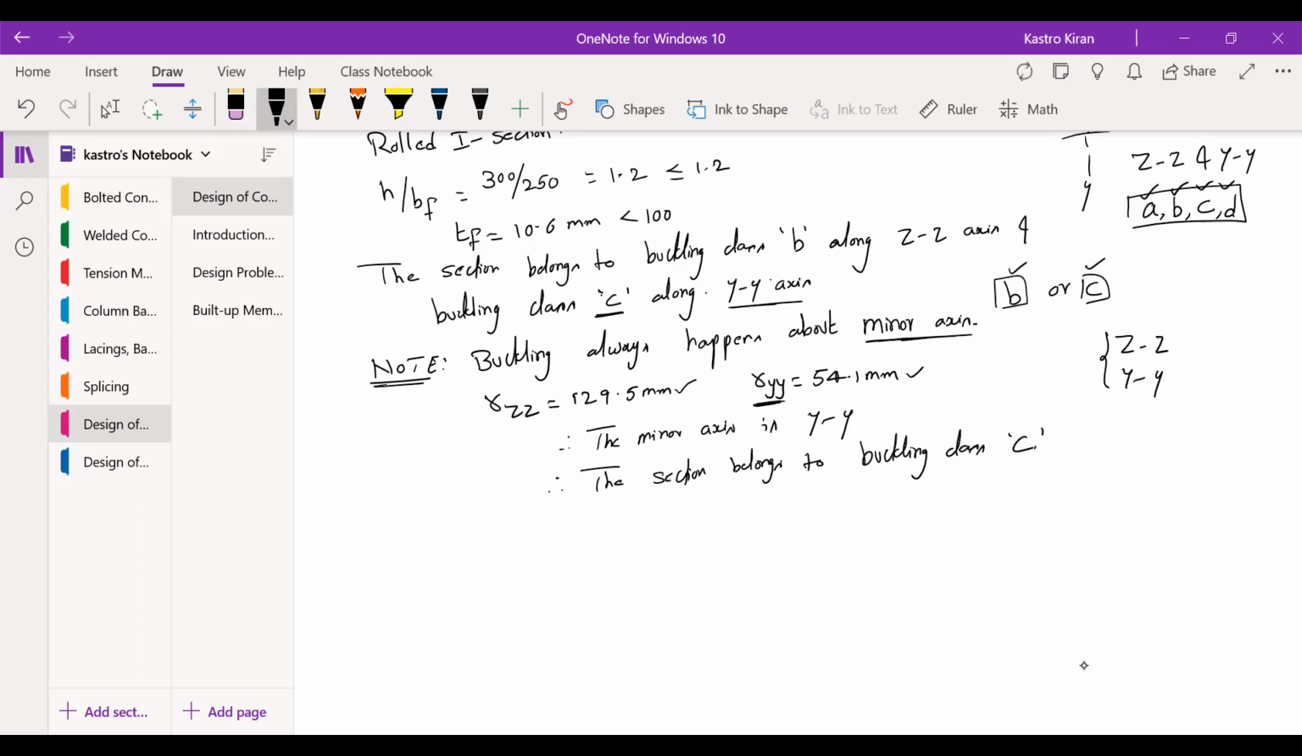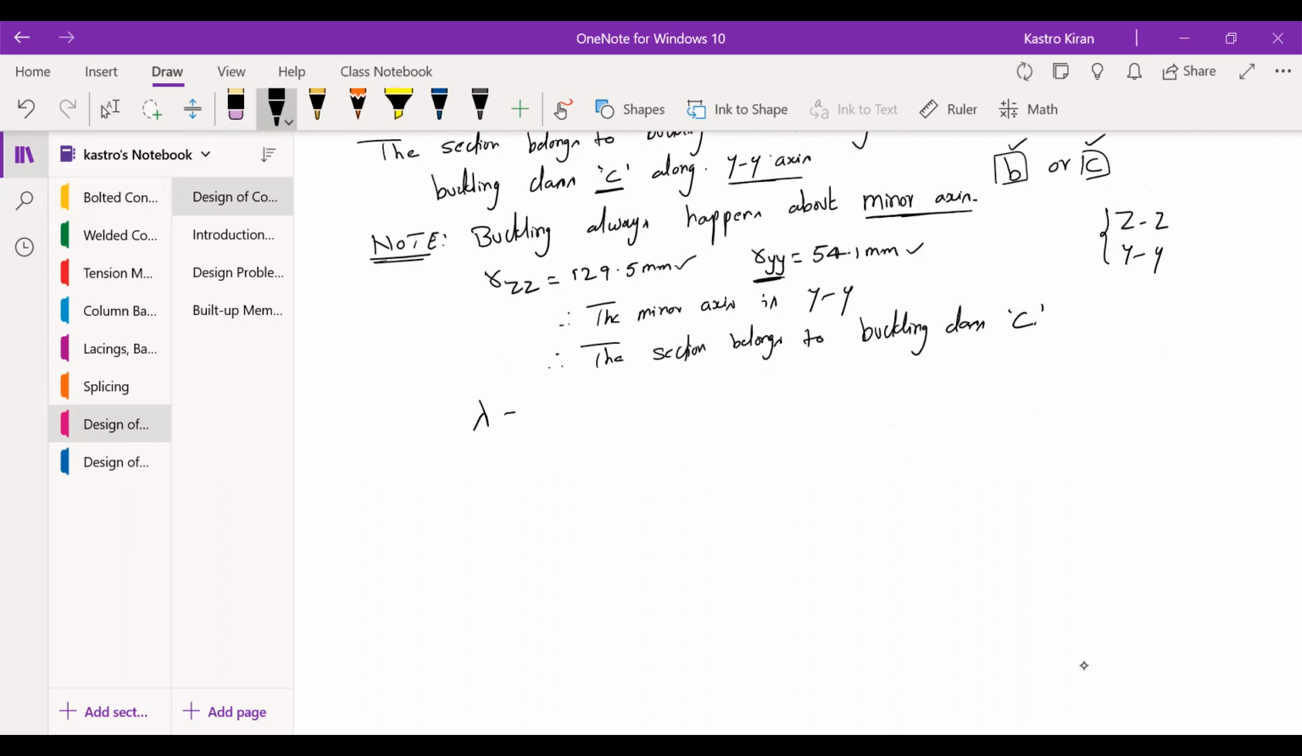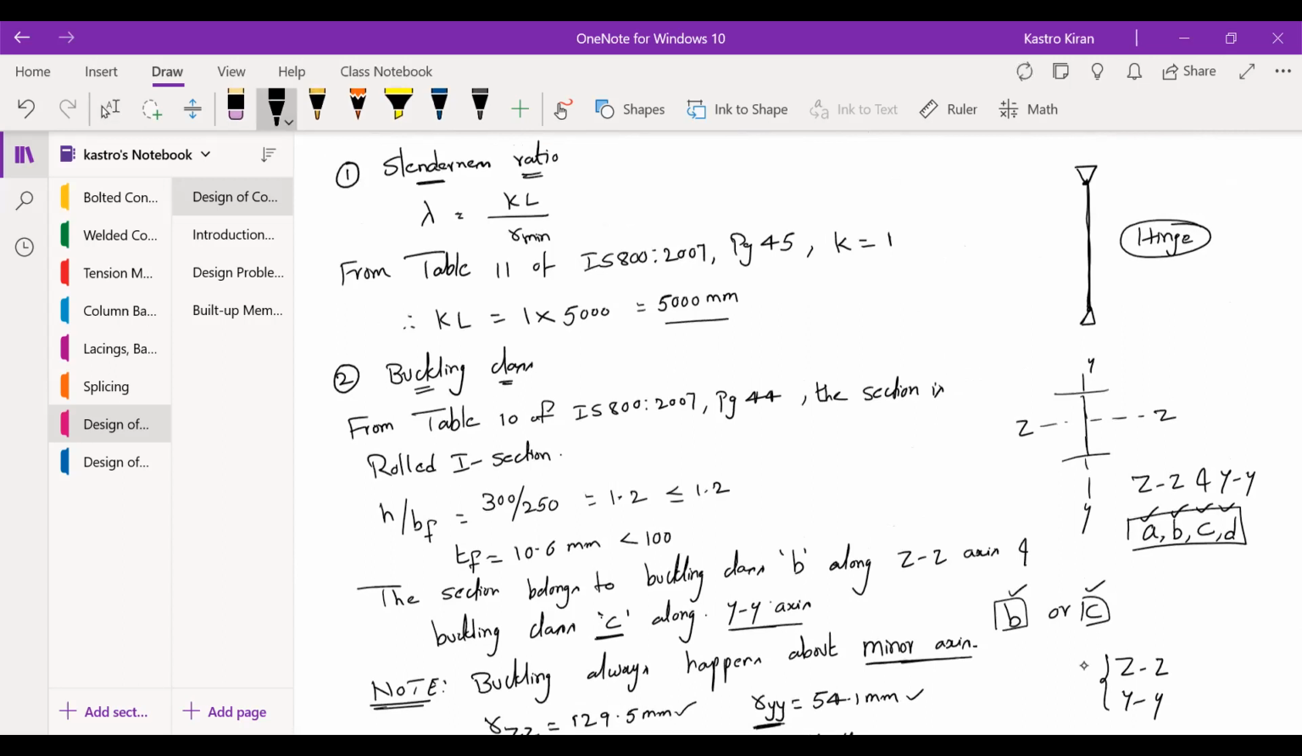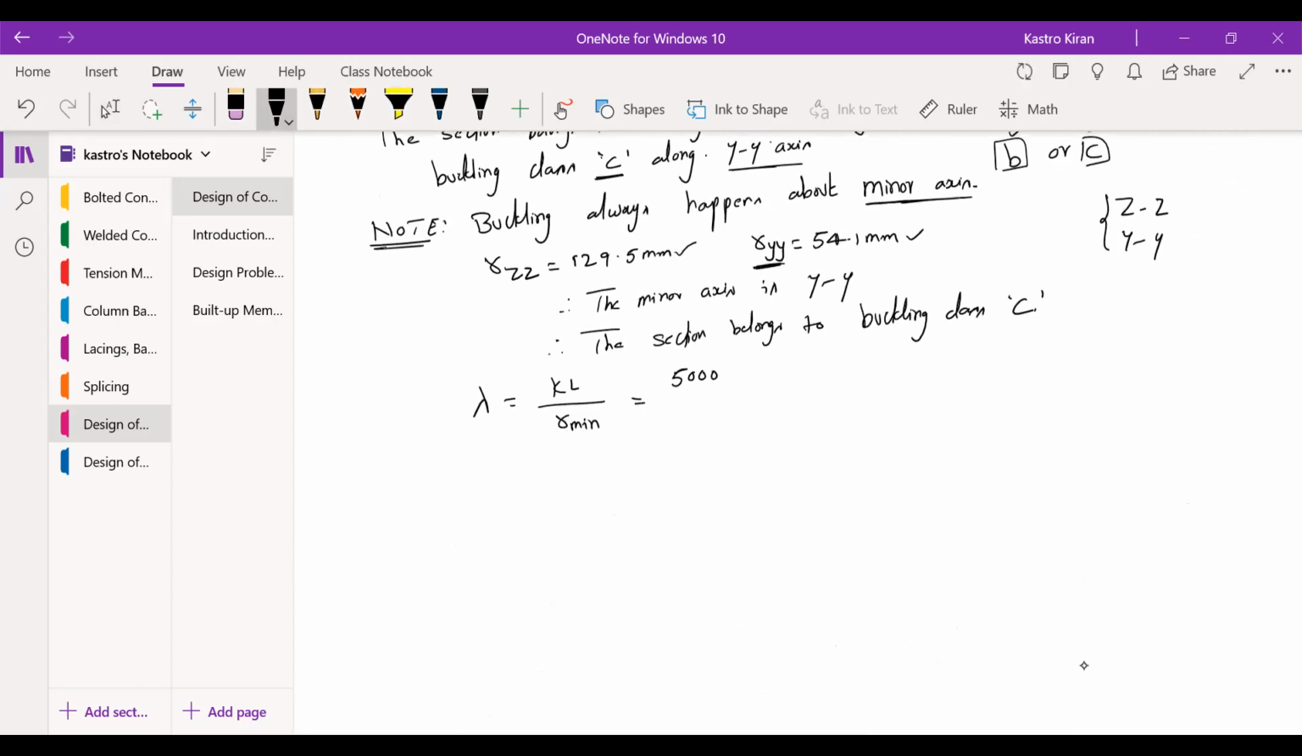Now from this, you can find out the value of lambda. Therefore, lambda equals KL by R minimum. The value of KL is 5000, which we have solved here. So 5000 upon R minimum, that is the least radius of gyration. We found the buckling class is along the YY axis and it belongs to C. So the RYY value, that is the minor axis value, is 54.1 mm. If you solve this, you get the answer as 92.42.